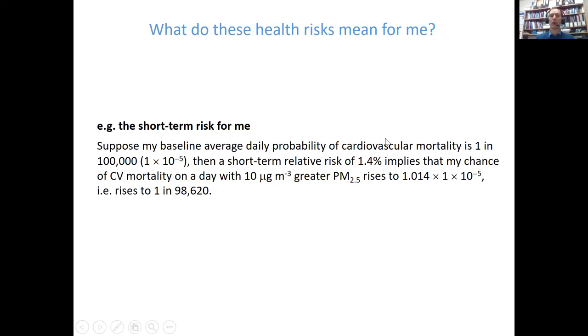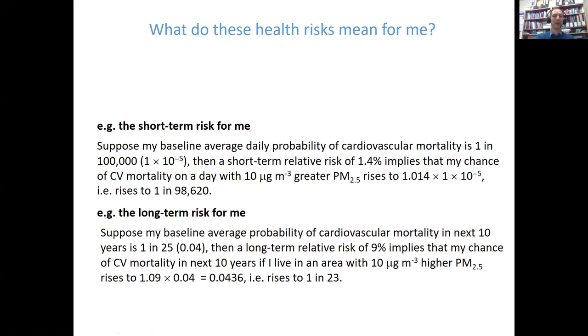i.e. if tomorrow the particulate matter I breathe in was 10 micrograms per cubic meter higher than it is today, and that risk factor is 1.4% for that 10 micrograms per cubic meter, then my risk of dying tomorrow rises from 1 times 10 to minus 5 to 1.014 times 10 to minus 5. So my risk rises from 1 in 100,000 to 1 in 98,620. So fortunately, my risk of dying tomorrow still remains pretty small.